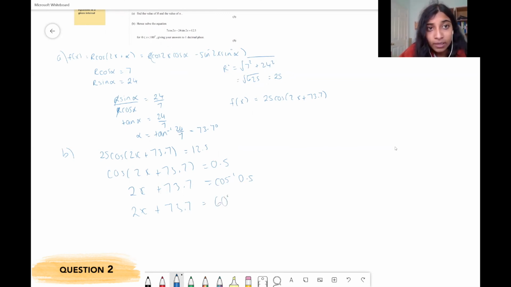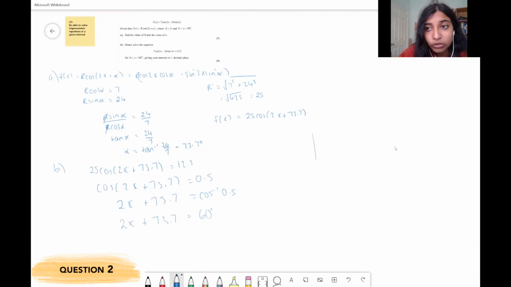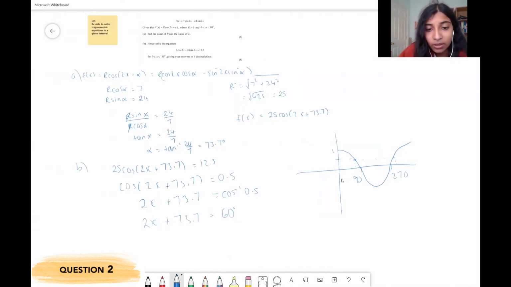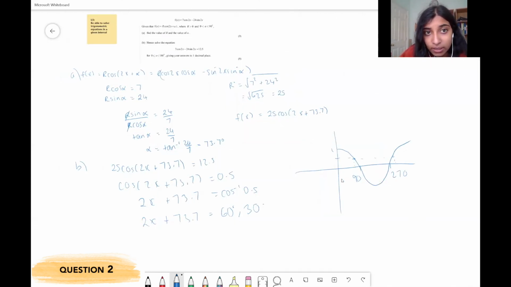But then if you draw out the cos graph, this would be 90 and this would be 270. You also have another solution. You have one solution here which is 60, another one here. So 90 minus 60, that's just 30. So if you do 270 plus 30, you'd also get 300 degrees.